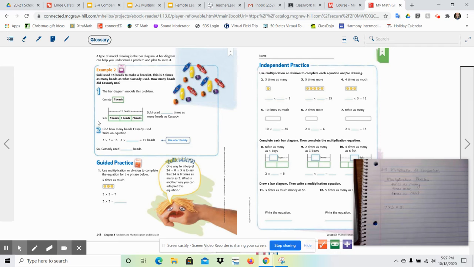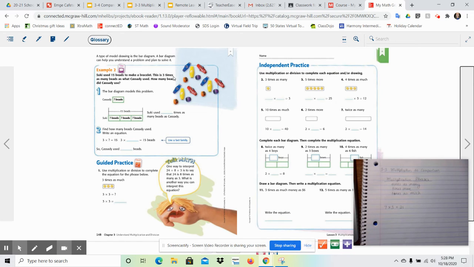All right, and now we're going to look at example 2 because they show us a different way to visualize our problem. So in example 2, it says Suki used 15 beads to make a bracelet. This is 3 times as many as what Cassidy used. How many beads did Cassidy use? And so what happened here is we're given our answer. We know the total amount was 15.